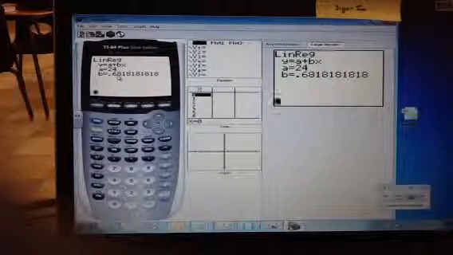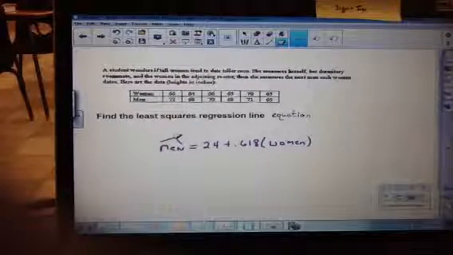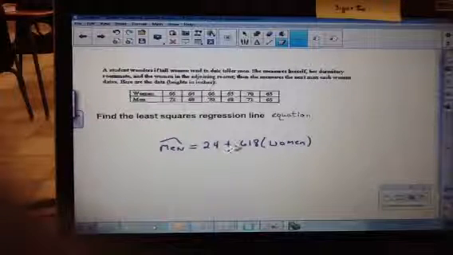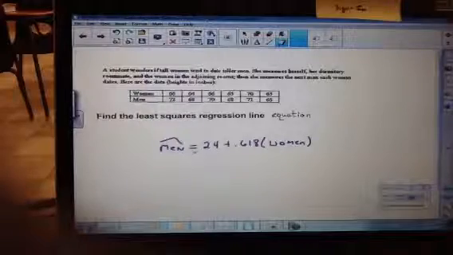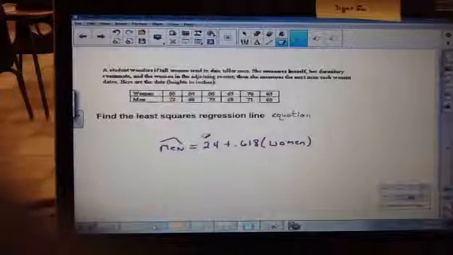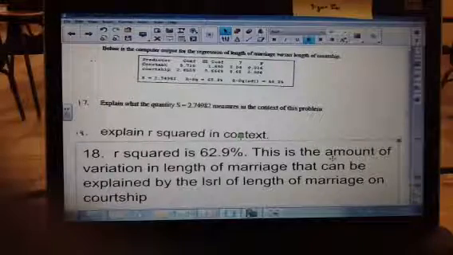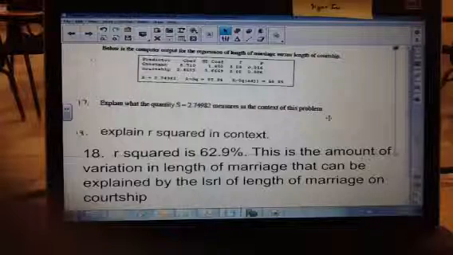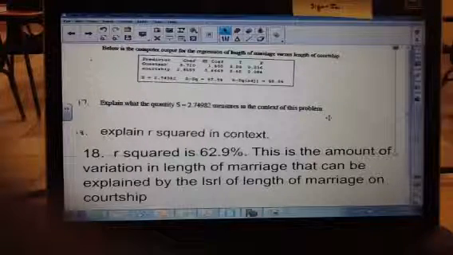And there's my equation. So we write our equation as the predicted value of men equals 24 plus 0.618 women. Be sure to define your variables x and y. For number 18, r squared is 62.9%. This is the amount of variation in length of marriage that can be explained by the LSRL of length of marriage on courtship.